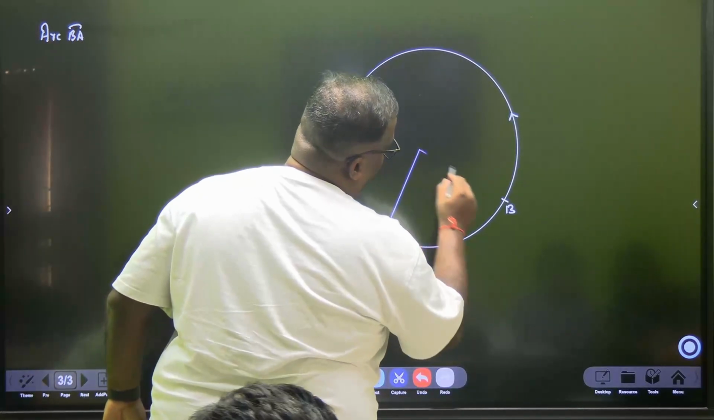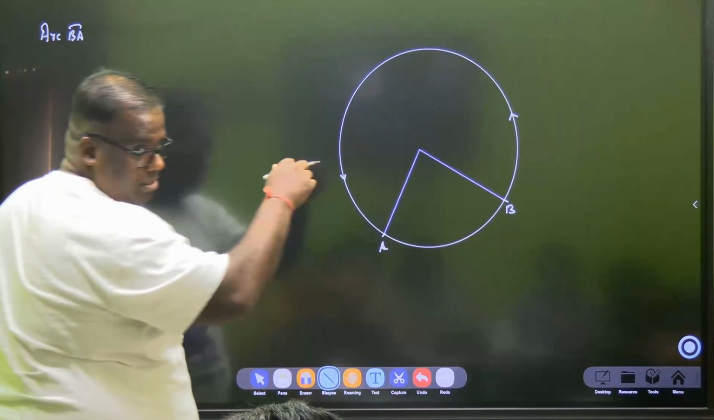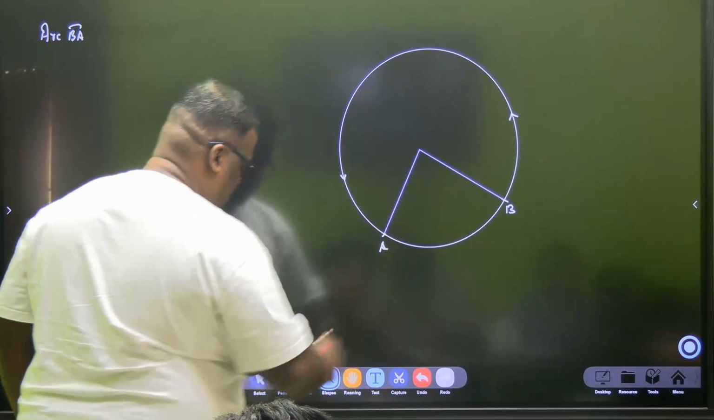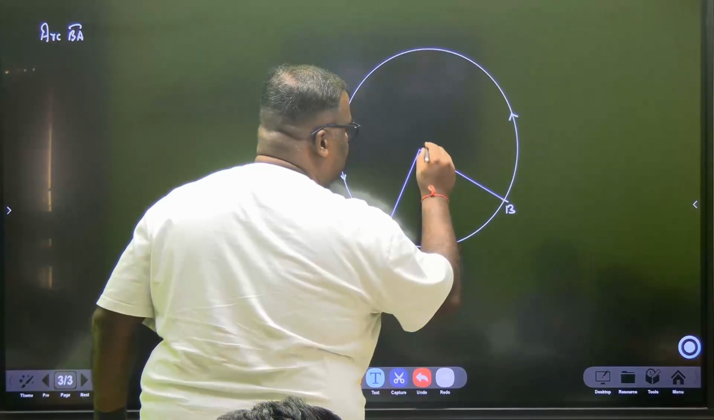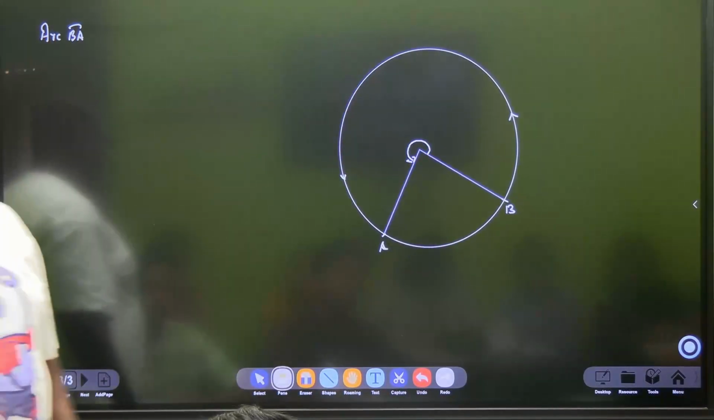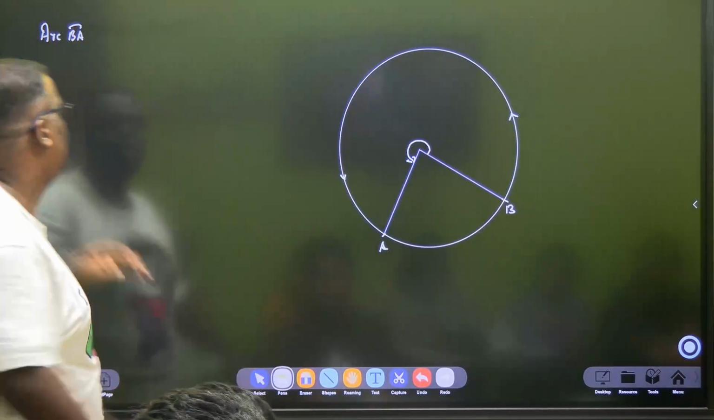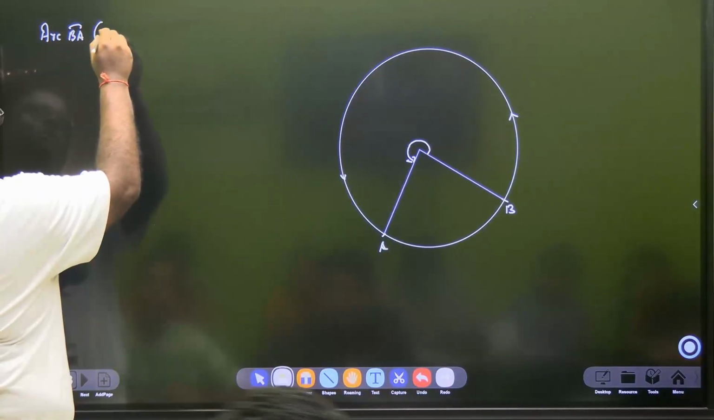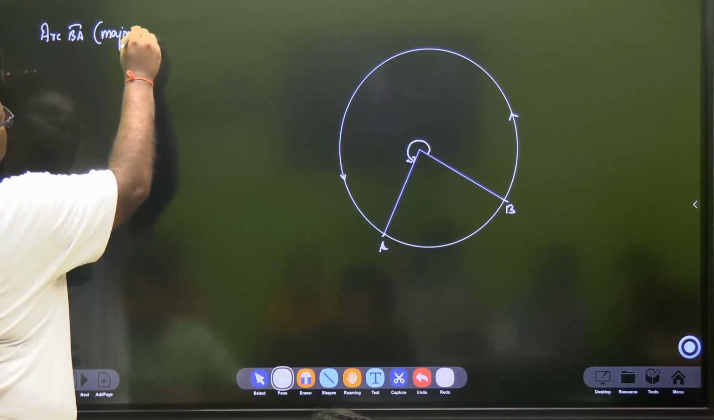The minor arc subtends this angle. The major arc is now subtending this angle. Do you agree or not? Now let's put the same theorem. What is your arc? Your arc is BA. So this is the major arc.